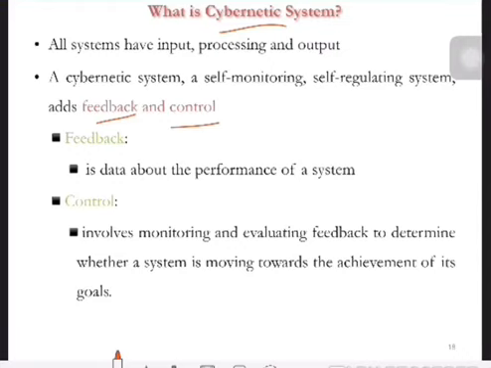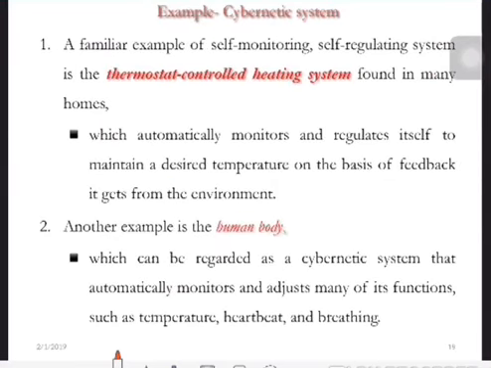Feedback is data about the performance of a system. We call it feedback when we check how the system has performed. Control involves monitoring and evaluating feedback to determine whether a system is moving towards the achievement of its goals. Checking whether the system is moving toward achieving its goal or not, we call it a controlling system.